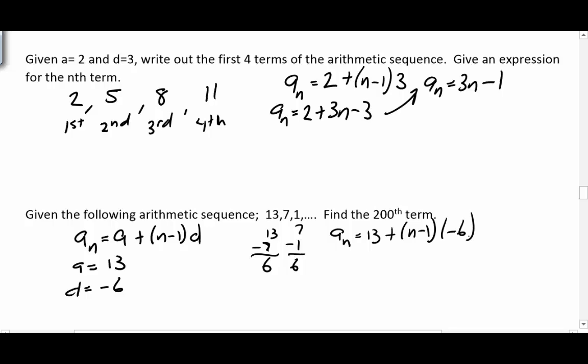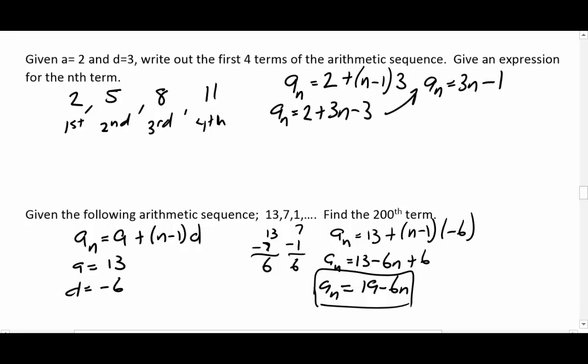And again, we can clean this up. We can distribute and combine like terms. So that's 13 minus 6n plus 6. And I notice the 13 and the 6 give me 19 minus 6n. All right, so there's our nth term. It's not the answer to our question, but it is a nice short formula for finding any given position.